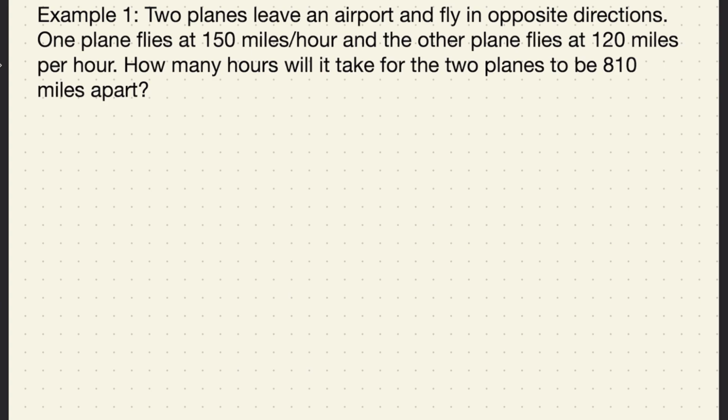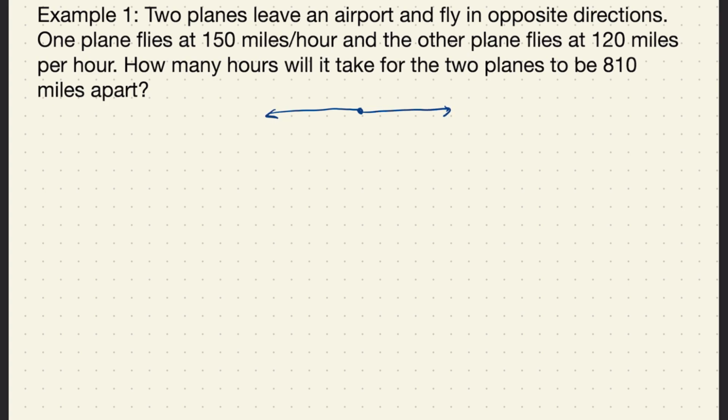So the first example: two planes leave an airport and fly in opposite directions. One plane flies at 150 miles per hour and the other plane flies at 120 miles per hour. How many hours will it take for the two planes to be 810 miles apart? If we draw the diagram, that will also give you everything that you need to know.